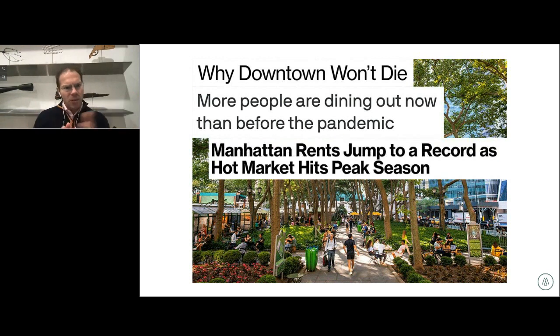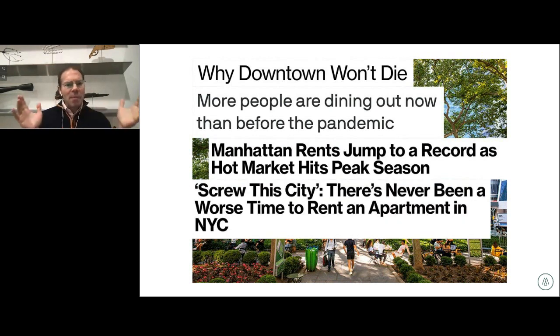We see things like dining out, according to Open Table and others. We see in residential rents in Manhattan and some other cities that people are pouring back to the city. That there have been population booms in several cities that were believed to have previously emptied out during the pandemic. And that's my favorite there. Again, Bloomberg headlines here that things are so good when it comes to people returning to Manhattan that there's never been a worse time to actually rent an apartment here.